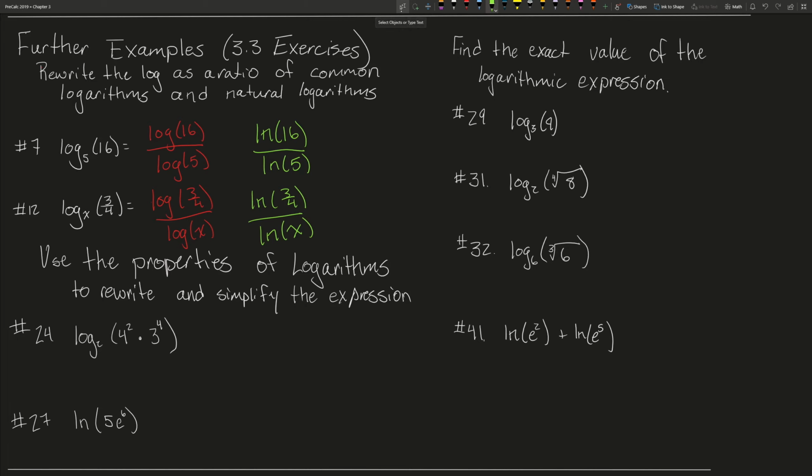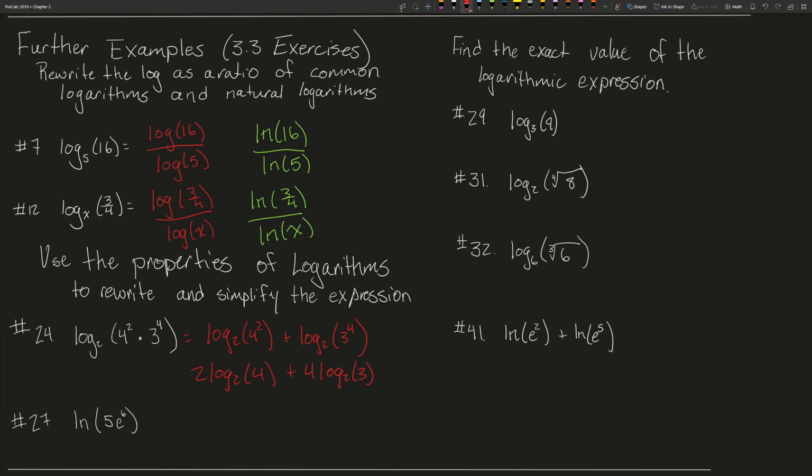The next set says to use the properties of logarithms to rewrite and simplify the expression, so either condense or expand. Number 24, log base 2 of 4 squared times 3 to the 4th. We can rewrite this as a sum of two things. So we can rewrite it as log base 2 of 4 squared plus log base 2 of 3 to the 4th. And we can simplify this even more using the power property. So this first part can be rewritten as 2 times log base 2 of 4 plus 4 log base 2 of 3.